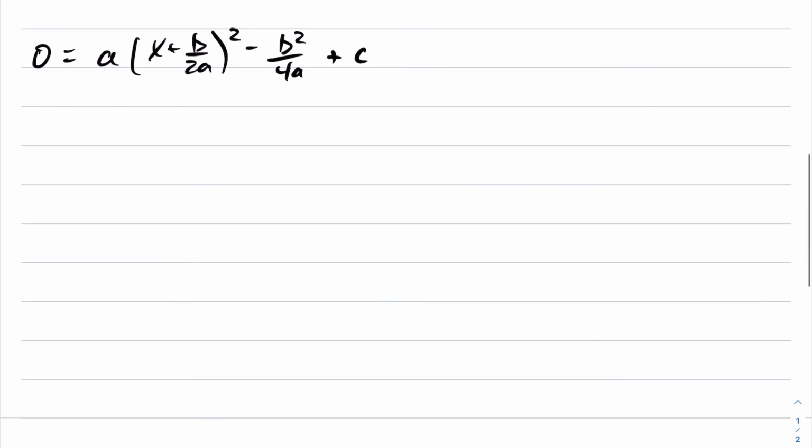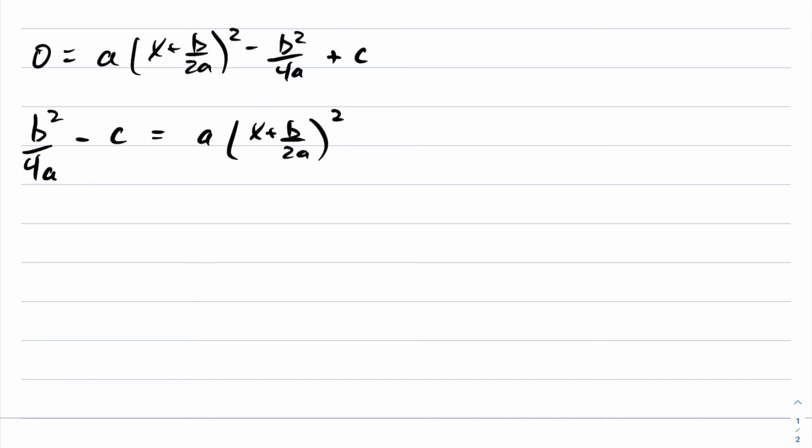Now if I want to solve for x, we have to bring our numbers all to one side. So I'm going to go ahead and add b squared over 4a and subtract c. So I'm going to get b squared over 4a minus c equals a times x plus b over 2a, quantity squared.